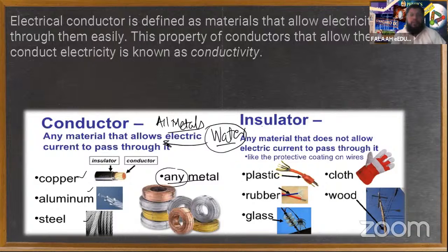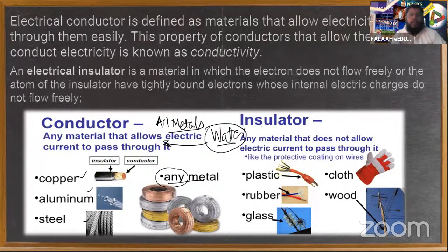Conductivity. What is conductivity? Conductivity is the property of the conductor to allow the electricity to pass. Insulator. What is the insulator? Insulator is the material in which electrons are not allowed to flow to atom or anything. So an insulator doesn't allow any kind of flow through it. And this property is known as the resistivity of that material. This is the conductor and insulator. You might have understood properly.